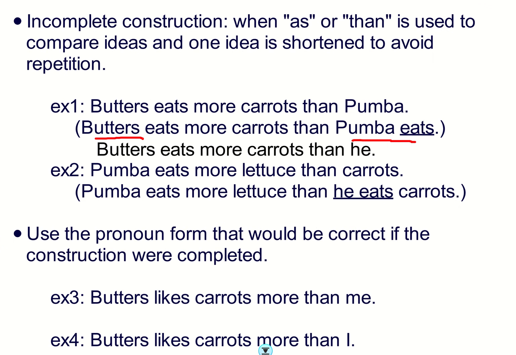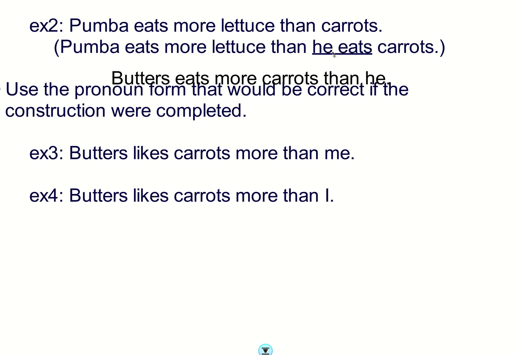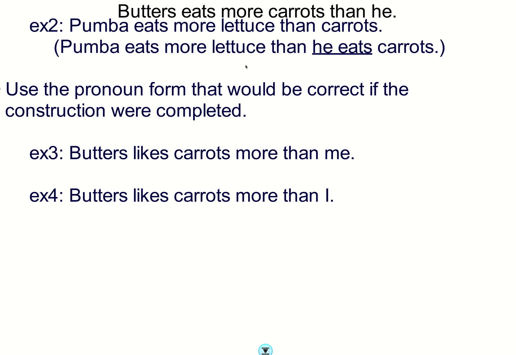In this sentence, we're not comparing what Pumbaa does to what carrots do. We're comparing how much lettuce he eats to how many carrots he eats. So the thing that we're skipping, the thing that we're implying or leaving out is the he eats. So at the bottom, we've got examples that actually use the pronouns in there. So let's look at those. So we want to use the pronoun form that would be correct if we did complete the construction, hypothetically.